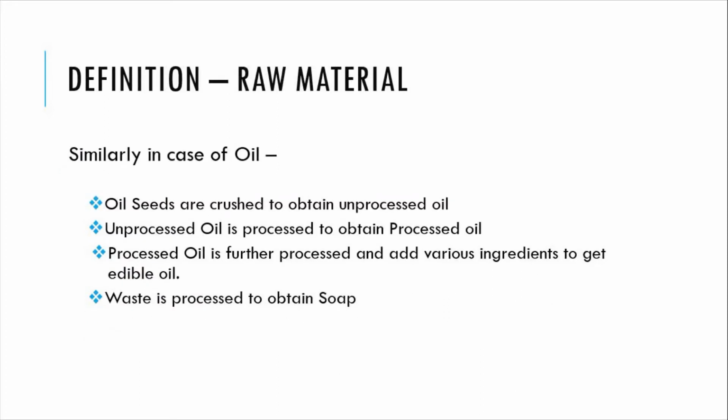Similarly, in case of oil, oil seeds are crushed to obtain unprocessed oil. Unprocessed oil is processed to become processed oil. Then processed oil is further processed and various ingredients are added to get edible oil. Waste is processed to obtain soap.